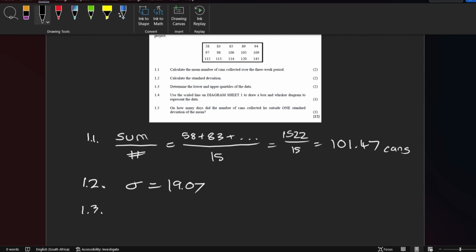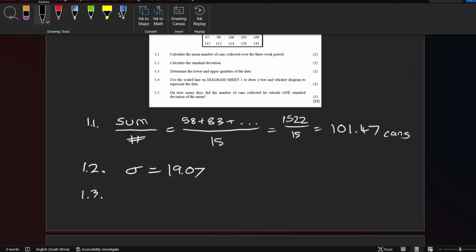1.3, determine the lower and upper quartiles of the data. So there's several ways of doing this question, right? Our lower quartile is known as quartile 1, our upper quartile is known as quartile 3. Now, if you go on your calculator, and again using the stats function, if you click on the option that says min max, it will give you the quartiles and your whole 5-number summary basically. So looking at that, you get your lower quartile to be 89 and your upper quartile to be 113.